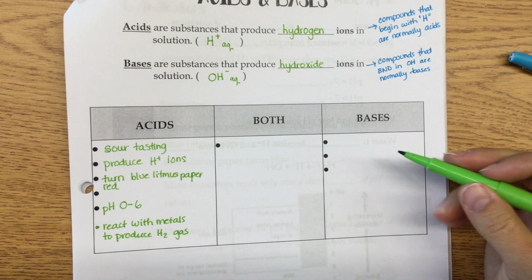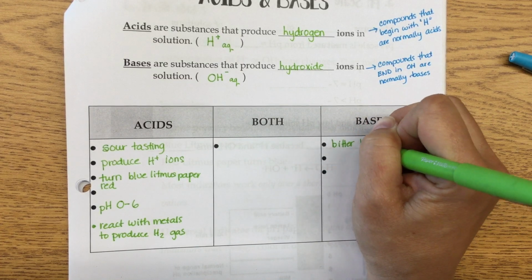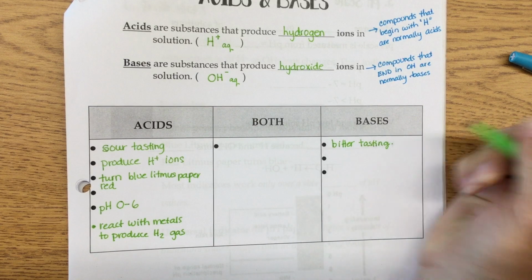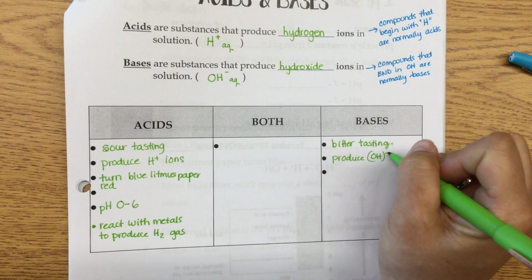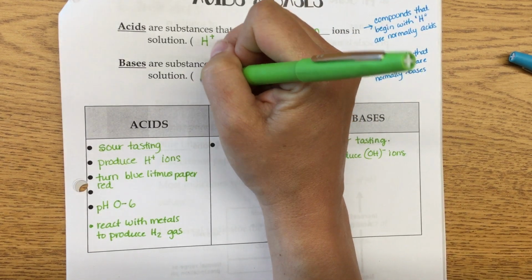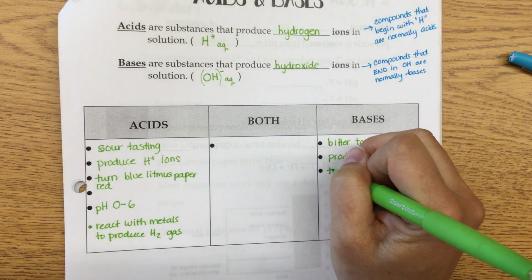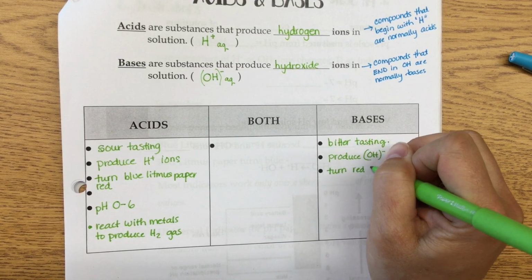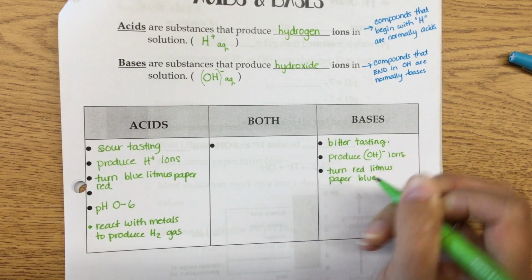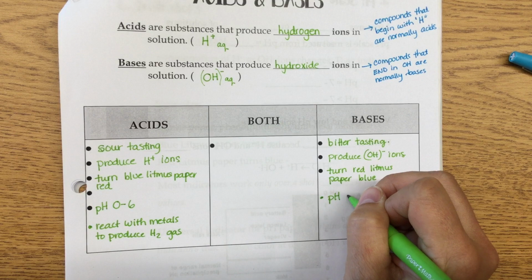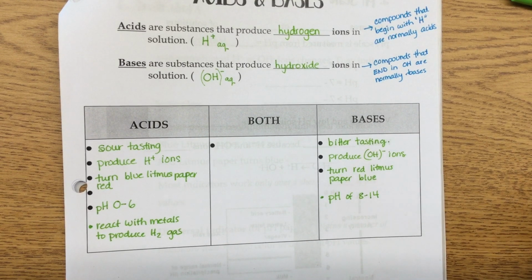Now, what about bases? What kind of stuff did we learn about bases? Well, bases are bitter tasting. They produce hydroxide ions. I should probably put that in brackets too, because the negative charge applies to the whole thing, not just the hydrogen. They turn red litmus paper blue, and they have a pH of 8 to 14.